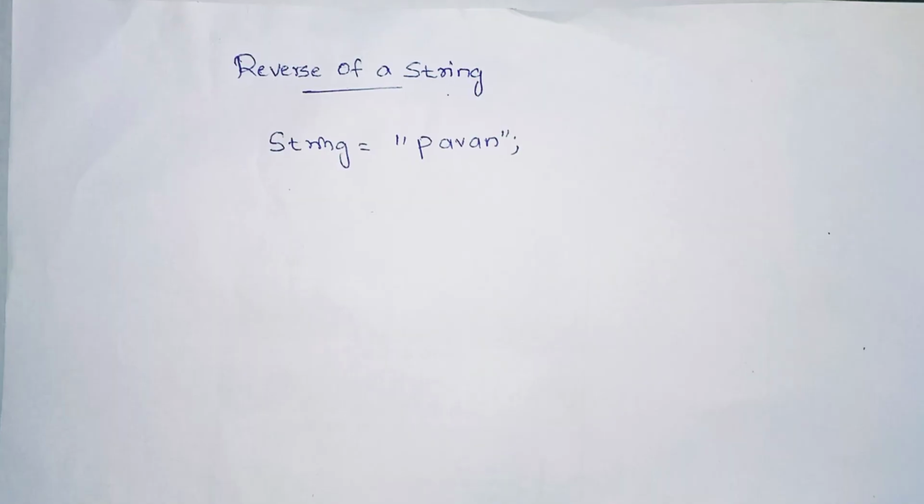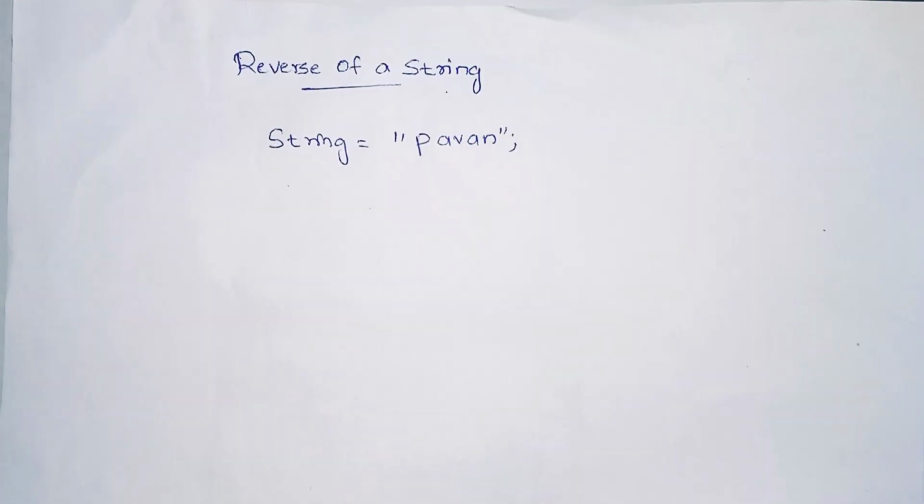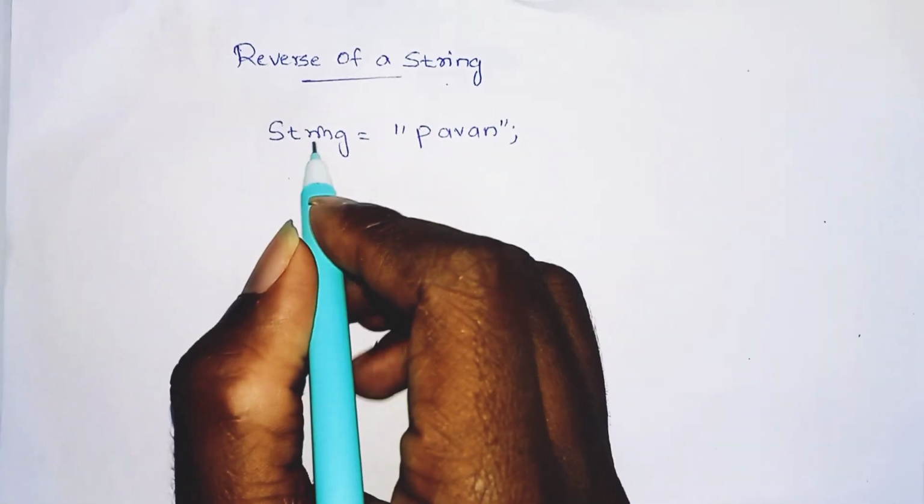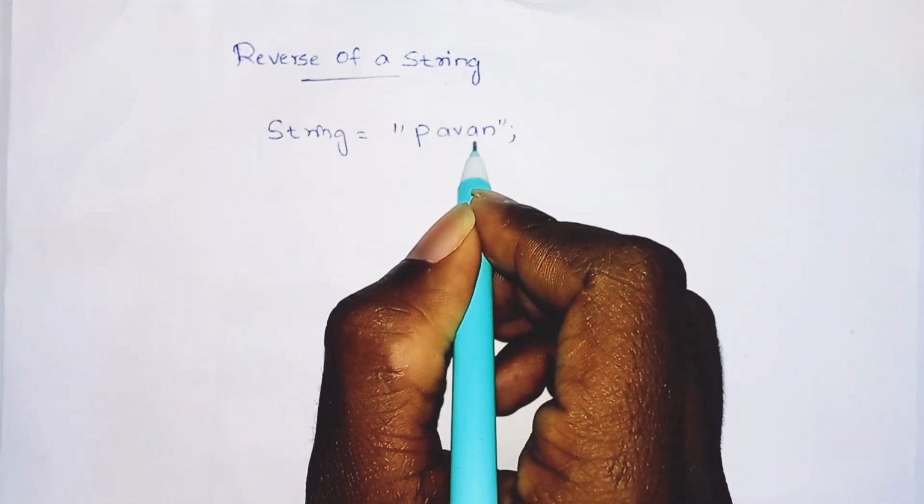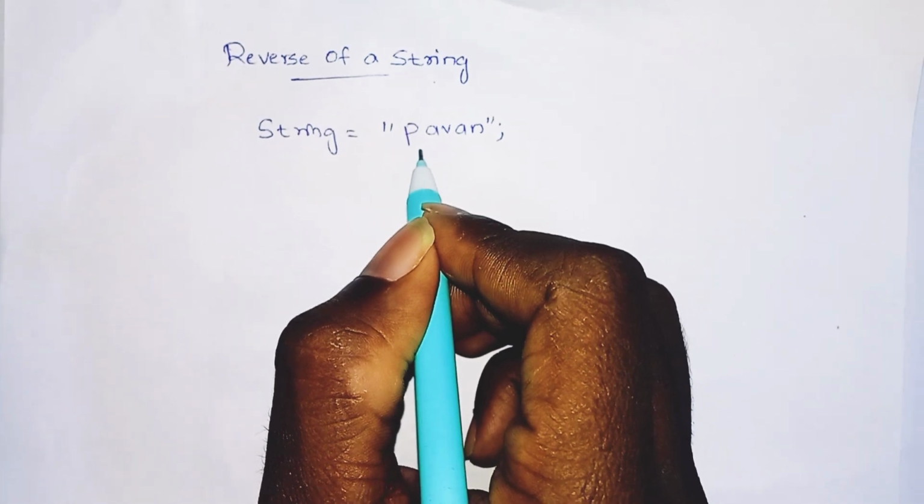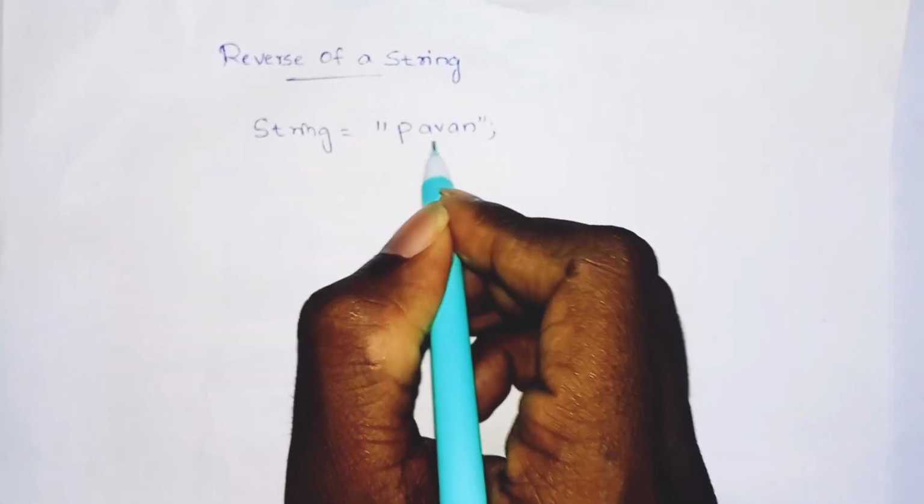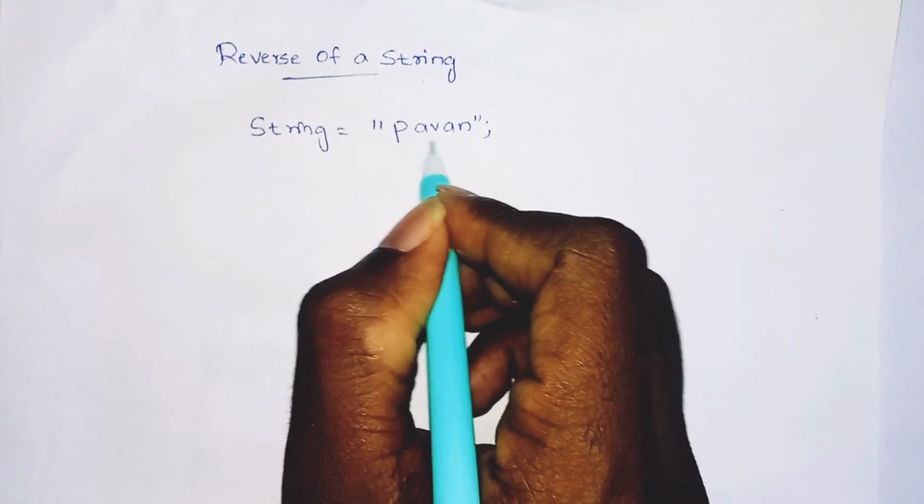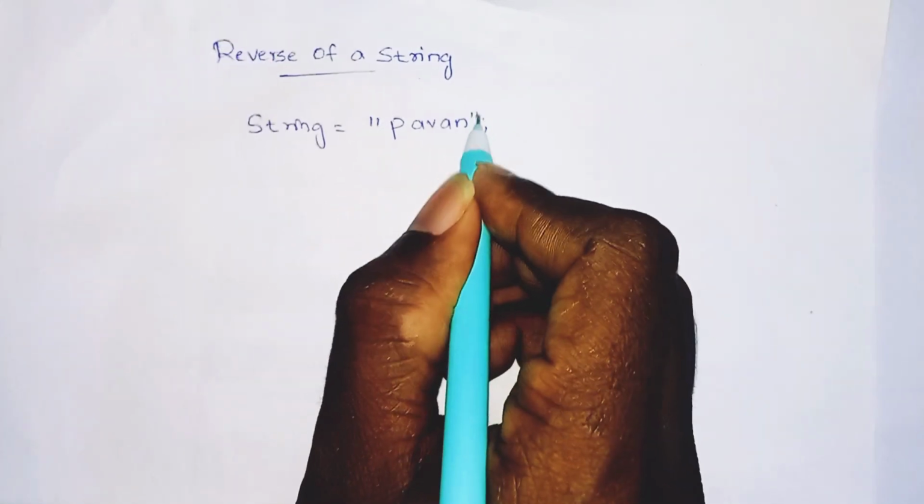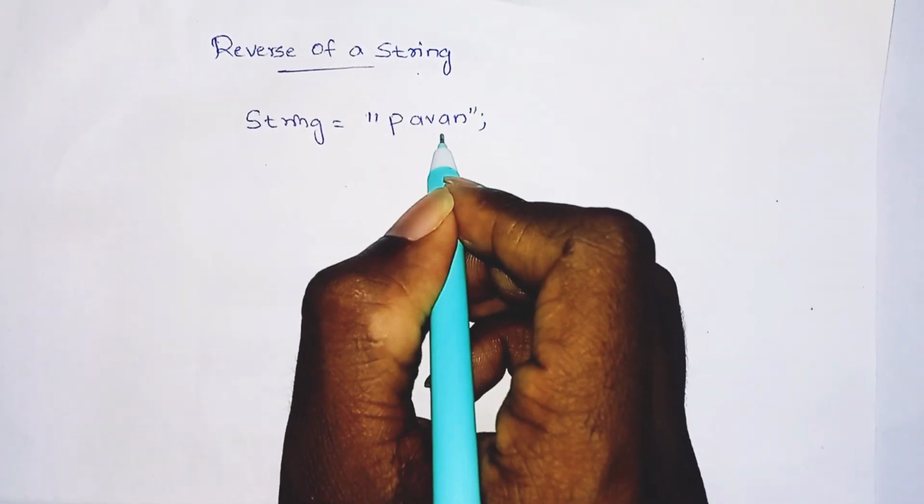In today's video, we will see the topic reverse of a string. Suppose you consider a string, let the string be Pawan. So, what is a string? A string is a set of characters enclosed in quotation marks. Here Pawan is a set of characters enclosed in double quotation marks, so it is a string.